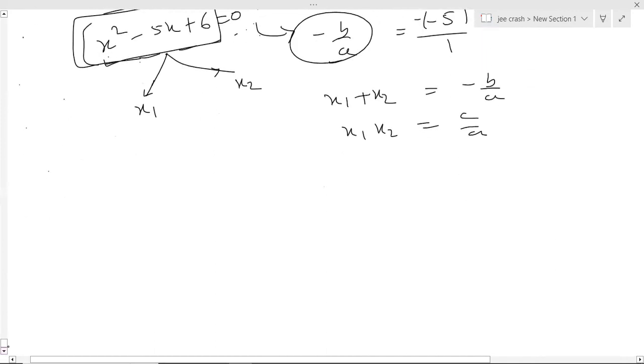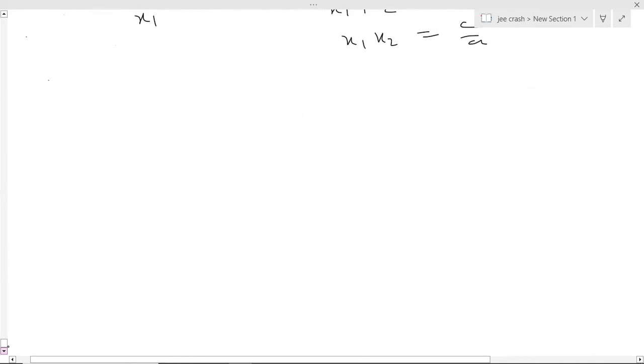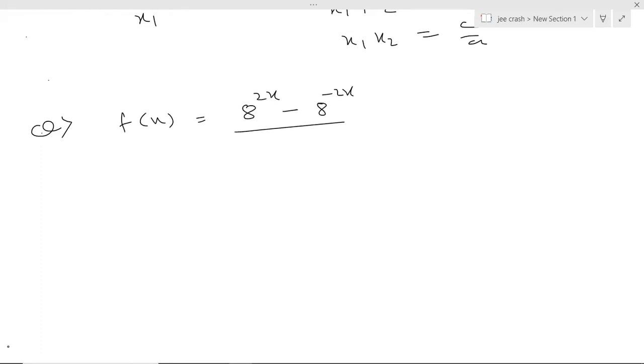Okay, last question of today's class, and this is a very simple question. They are simply asking to find the inverse of this function. Find the inverse of the function f of x equals 8 to the power 2x minus 8 to the power minus 2x, whole divided by 8 to the power 2x plus 8 to the power minus 2x. x belongs to minus 1 to 1.